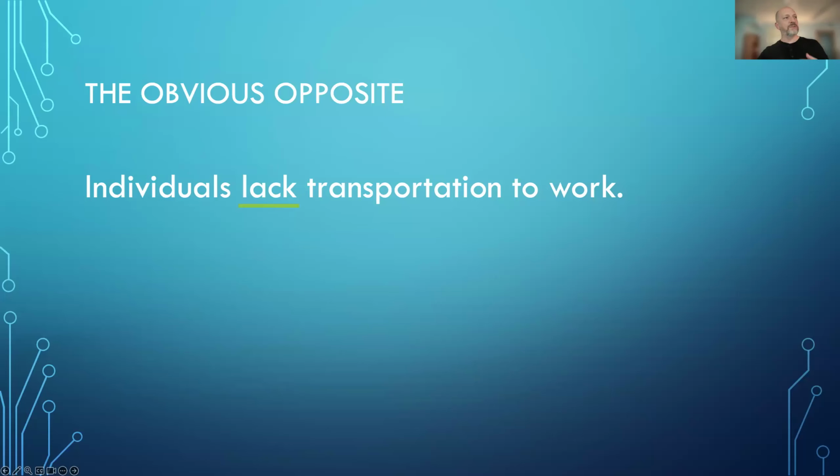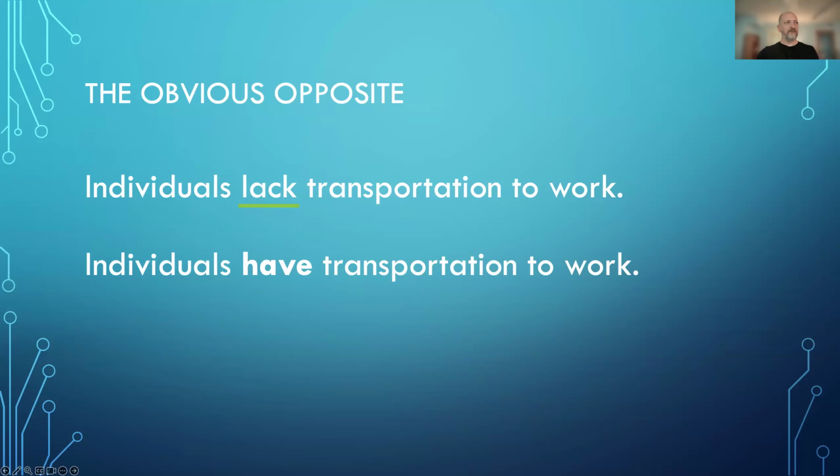As kind of an indicator to us that this is a need statement, right? Now, to turn that into the obvious opposite and create an outcome statement, all we have to do is take that word "lack" and twist it around. So instead of "individuals lack transportation to work," now we have "individuals have transportation to work," or some other synonym to that, right? They receive it, they get it, they now have it, however you reference that, but that's the idea. It's the opposite of lacking it, right?